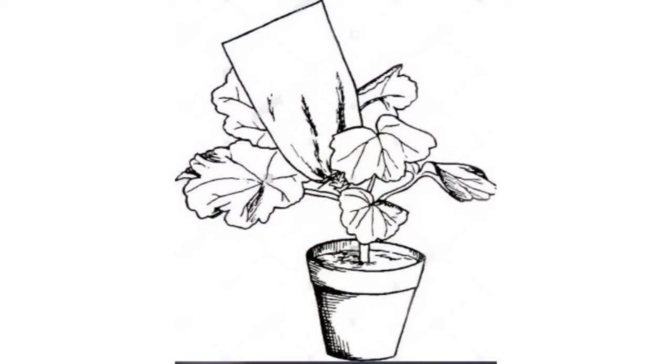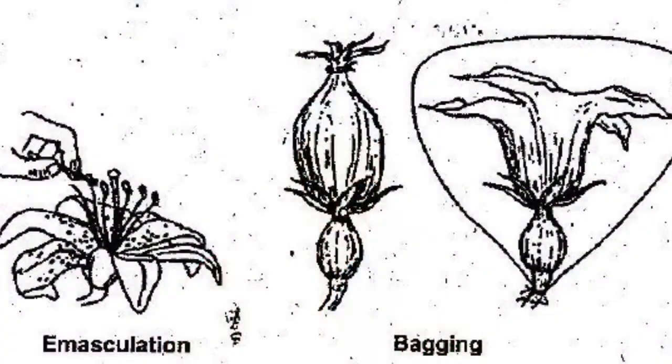Second is bagging. Now what is bagging? The emasculated flower is covered with a bag made of butter paper. Why is it covered? So that no other pollen grains can contaminate the stigma. When the stigma of the bagged flower becomes receptive, the collected pollen grains are dusted onto the stigma. The flower is rebagged and the fruits are allowed to develop.